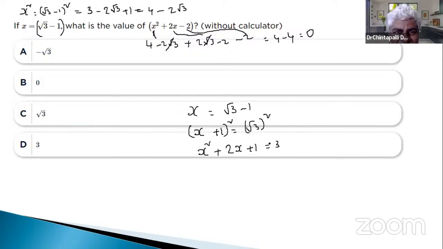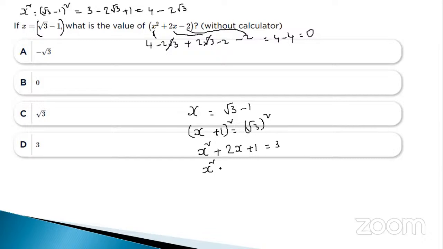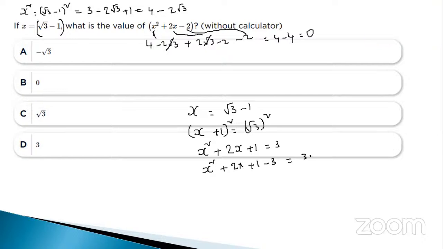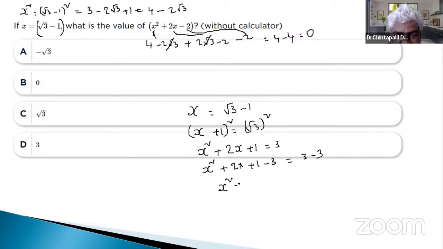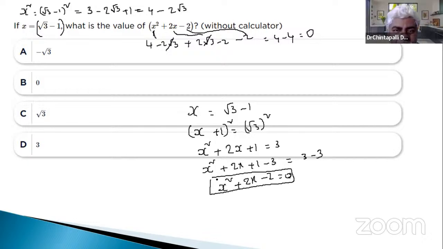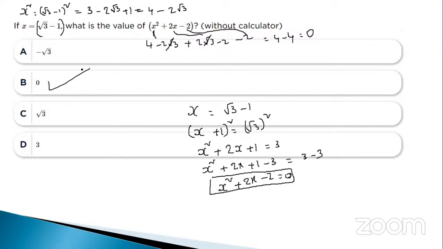Now bring that 3 to the left hand side. x square plus 2x plus 1 minus 3, subtracting 3 on both sides. x square plus 2x minus 2 is equal to 0. This is the smart way. Anyhow, the answer for this question is B. Got it?